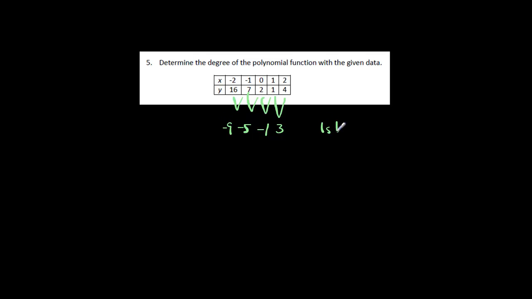So the first difference doesn't pan out. So we've got to do it again. 3 minus negative 1 is 4. Negative 1 minus negative 5 is 4. Negative 5 minus negative 9 is 4. So the second works out, so it's a second degree polynomial.